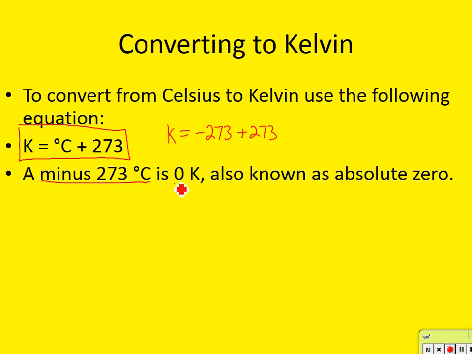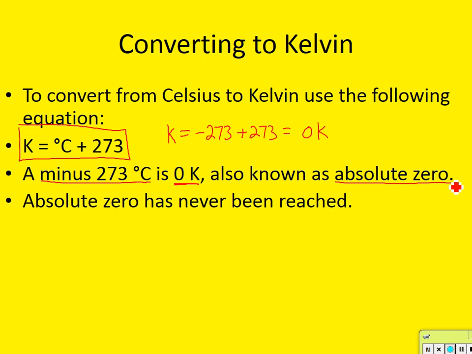Well, that would be equal to 0 Kelvin. And 0 Kelvin is a very famous temperature. It's known as absolute zero. It's the coldest temperature that you could possibly ever reach. Absolute zero has never been reached in a lab. We get very, very close, but nobody has really ever got to absolute zero, the coldest temperature possible.